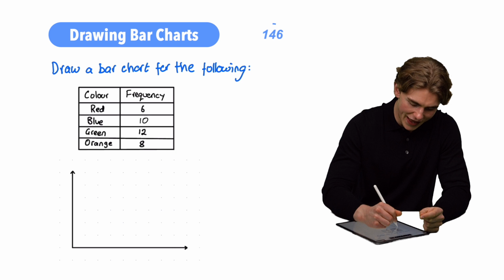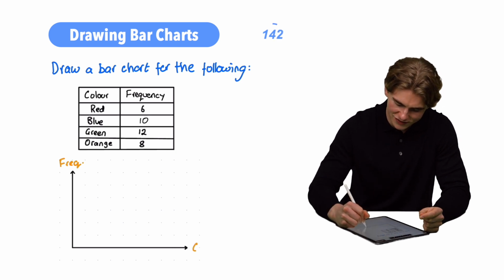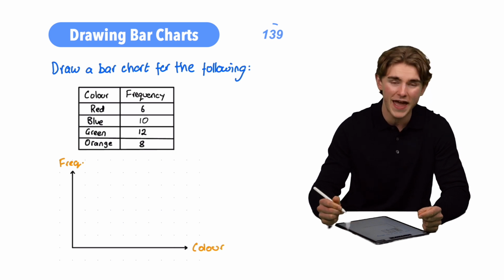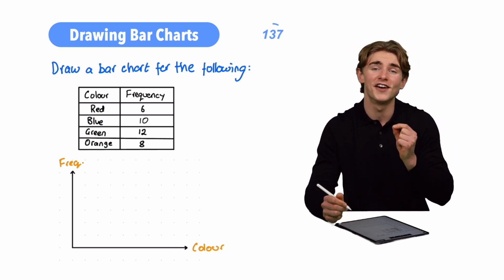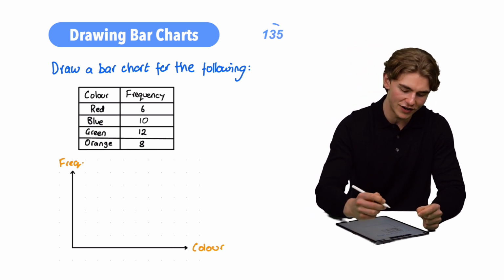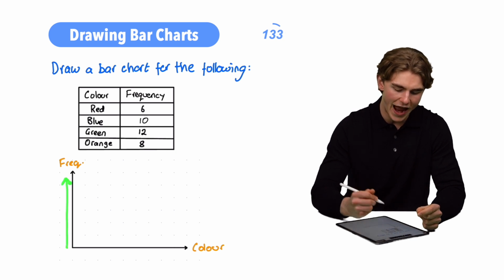On the y-axis, we have frequency. Let's draw that in, frequency, let's call it, and then on the x-axis we have color. Now, where are we going to go from there? The next thing we're going to have to bear in mind is that all of the jumps in our y direction, so all of our frequency jumps have to be the same.